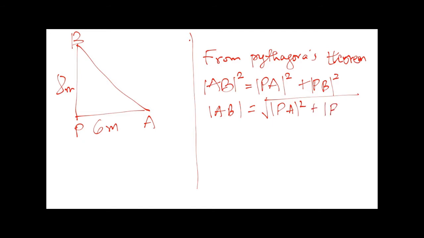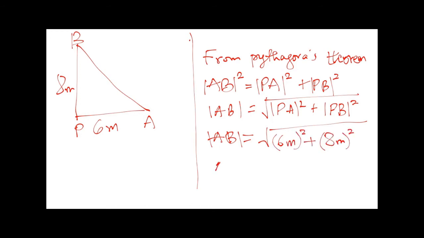So we put in our values. AB, length of AB equals square root of PA is 6 meters, so 6 meters squared. Don't get confused here. Plus 8 meters squared. Watch it carefully. AB equals square root of 36 meters squared plus 64 meters squared.